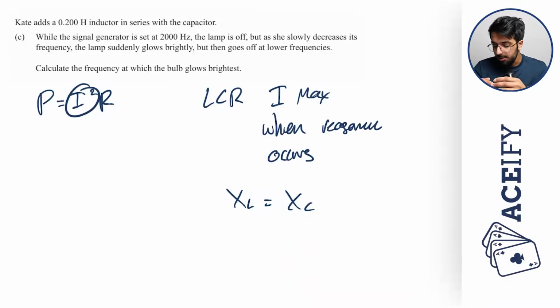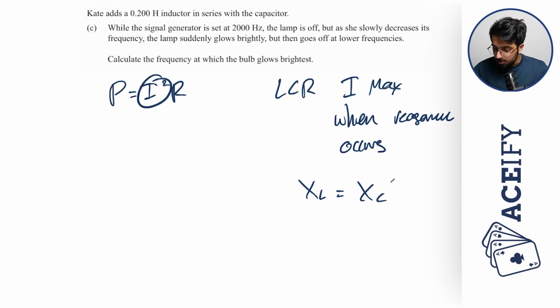And the reason why the current is max when the reactance of the inductor and the reactance of the capacitor are equal is because they're 180 degrees out of phase, and so they cancel each other out. Our total impedance is at a minimum, and therefore our current is going to be at its maximum, okay? And so we can find this frequency if we take this equation.